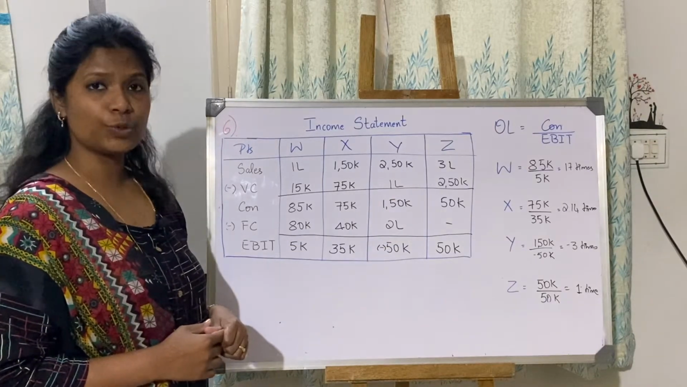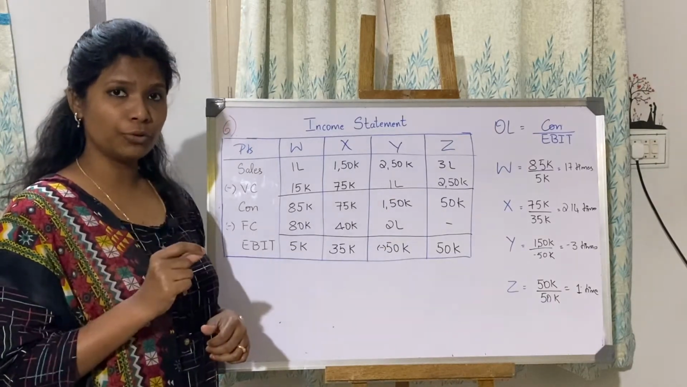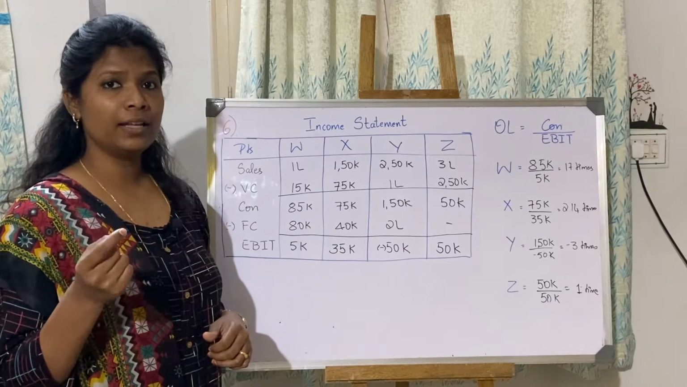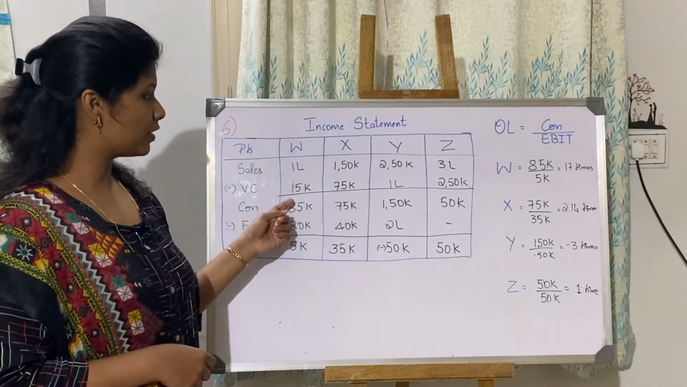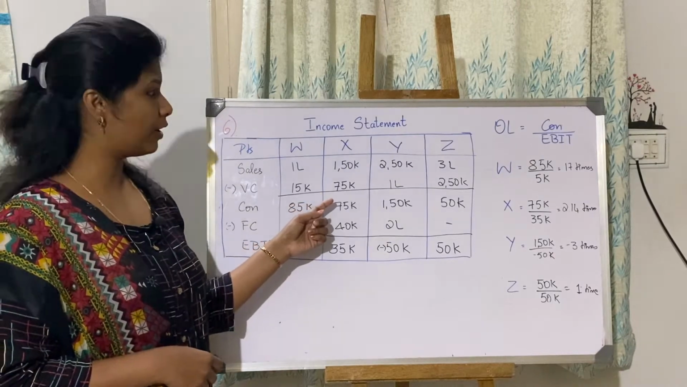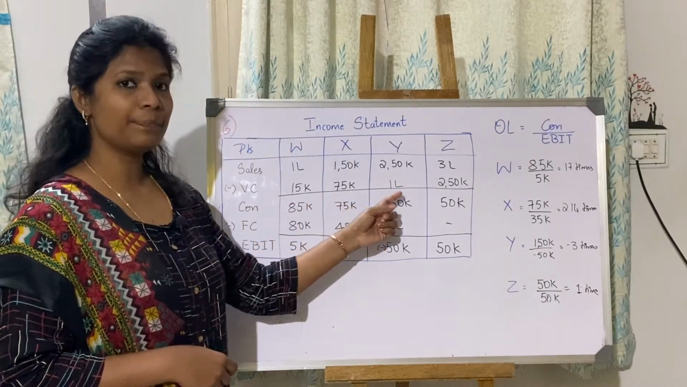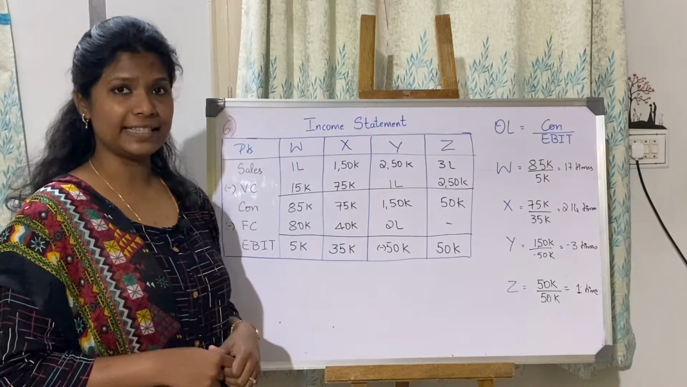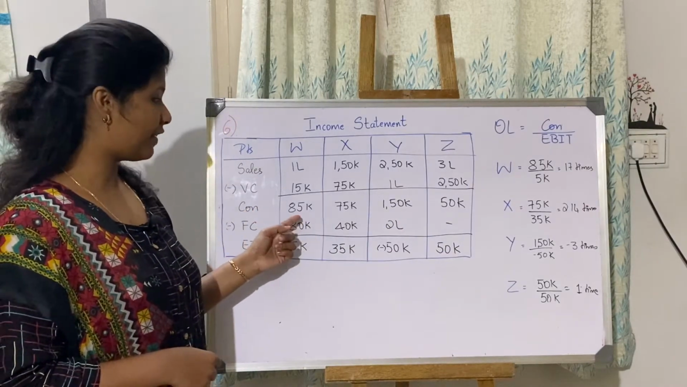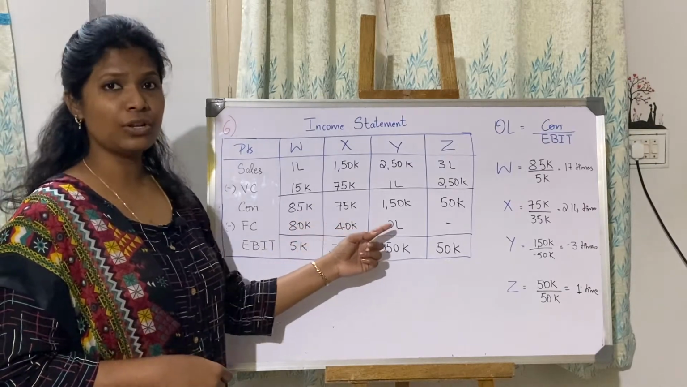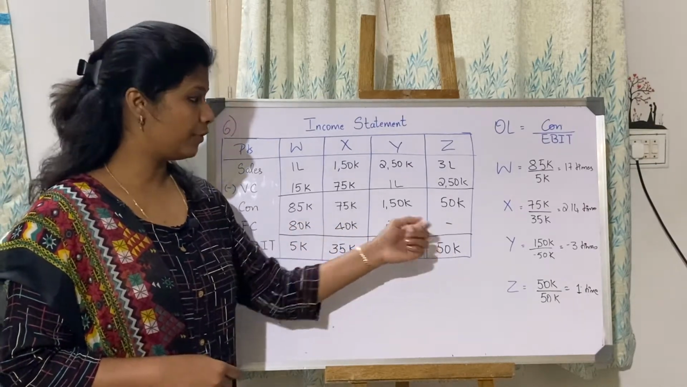rupees. Next, variable costs, as I told, are the number of units sold multiplied by variable cost per unit. That comes up to 15,000 for W, 75,000 for X, 1 lakh for Y and 2 lakh 50,000 for Z. Once we deduct that, we arrive at contribution of rupees 85,000, 75,000, 1 lakh 50,000 and 50,000.